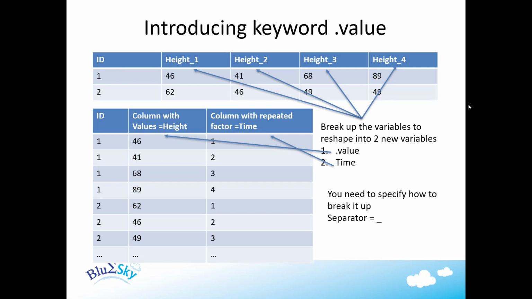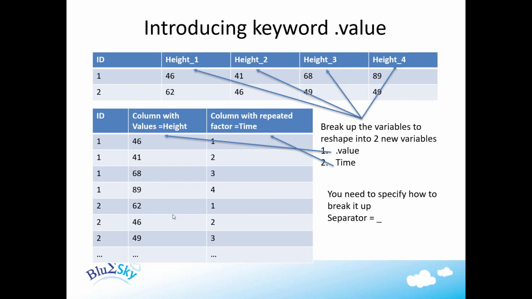All right, so you remembered we introduced the keyword value, and we saw how that special keyword, when specified, stored all the values for height at time 1, time 2, time 3 into a single column. And the second was a normal repeated factor. So value was a special keyword and it created a new variable, and all the values for these repeated measures at time 1 through 4 got stored in the single column.